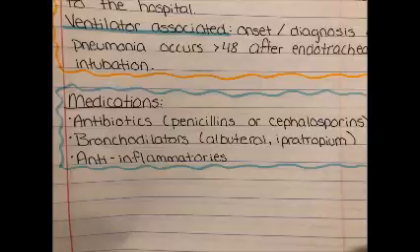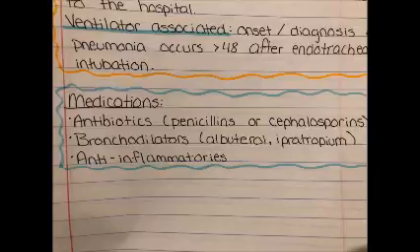Albuterol can usually provide rapid relief, and ipratropium will block the parasympathetic nervous system, allowing for increased bronchodilation and decreased pulmonary secretions. And last but not least, anti-inflammatories will be given to decrease airway inflammation. And these anti-inflammatories usually include glucocorticosteroids, which would be fluticasone or prednisone.